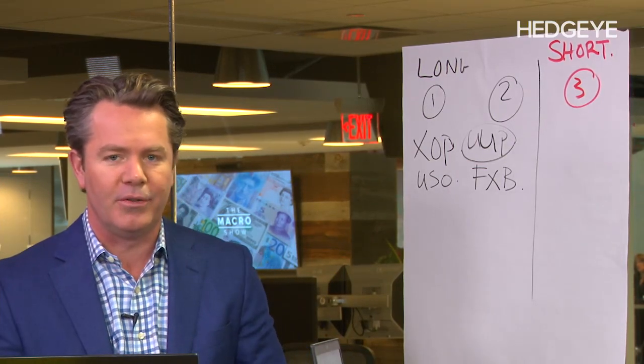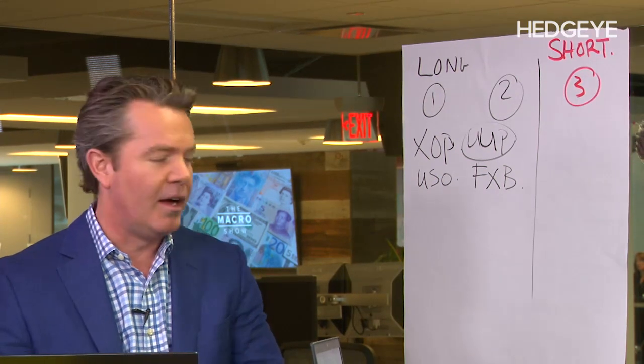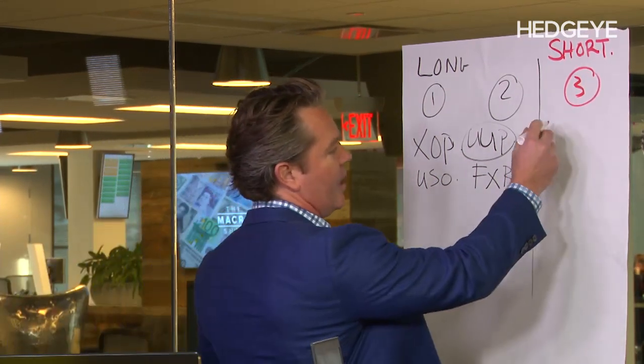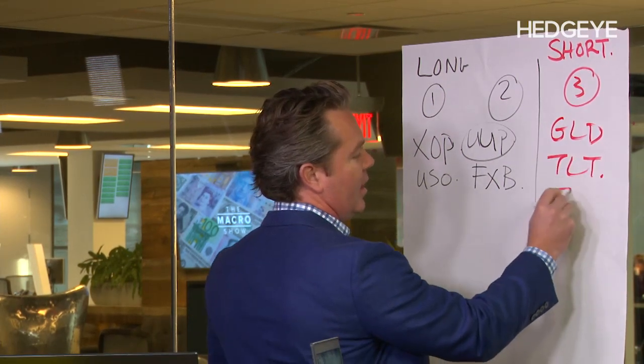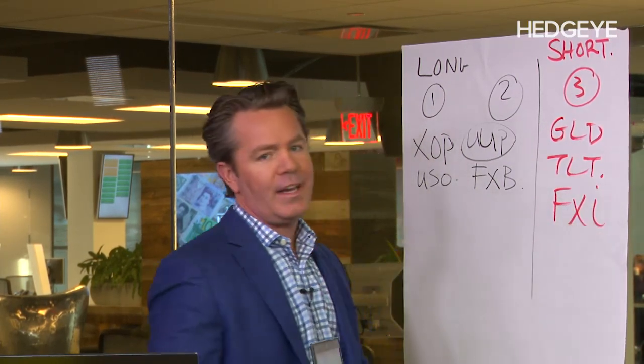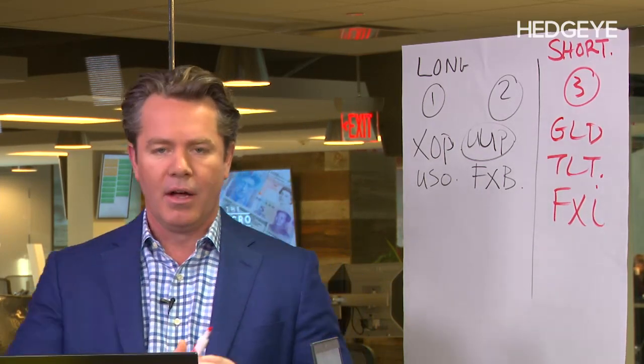I think most people know how to do that. If you do it in your account, you'll see what happens. But again, on this basis, we'd have things like gold, shorting it today, shorting TLT, which is treasuries, and shorting FXI, which is China, big cap China stocks. So I'll be talking about these things.